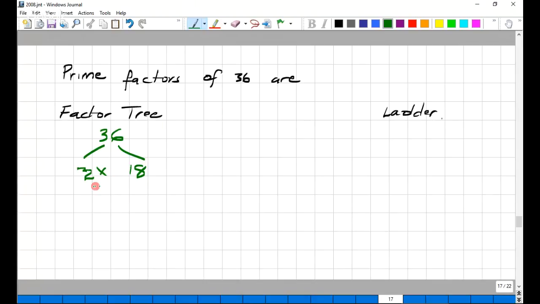Okay. So we can use 2 again. Keep 2 because it's prime. And we can break out the 18 into 2 times 9. What do we have now as the prime factors here? 2, 2. Can we break out 9? Yes, 3 times 3. So we keep this one, 2. So now we have 2 times 2 times 3 times 3.